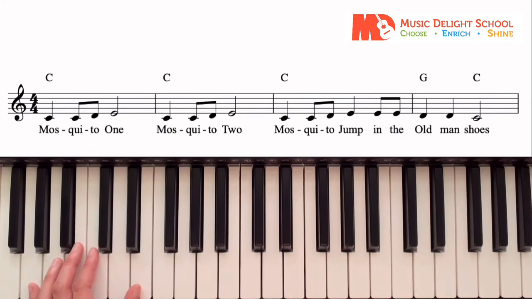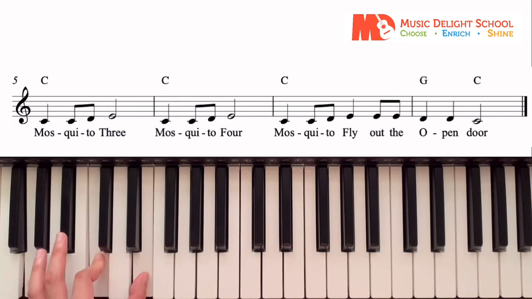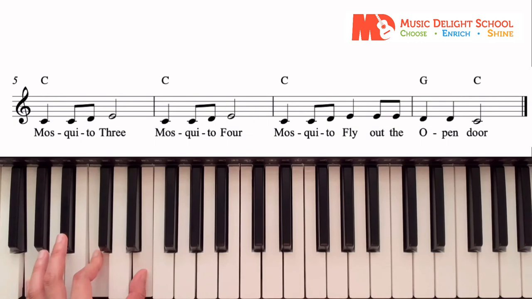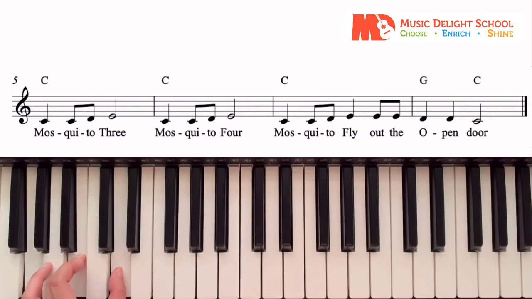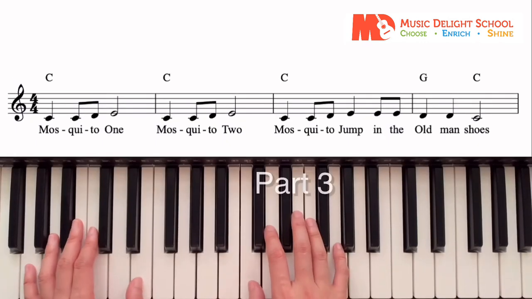Alright, so bar 1 to bar 4, the left hand chord, same as bar 5 to bar 8. Okay, the same thing, just repeat it one more time. Now I'm going to show you from bar 5 to bar 8. 1, 2, 3, 4. C, 2, 3, 4. C, 2, 3, 4. G, 2, C, 2.